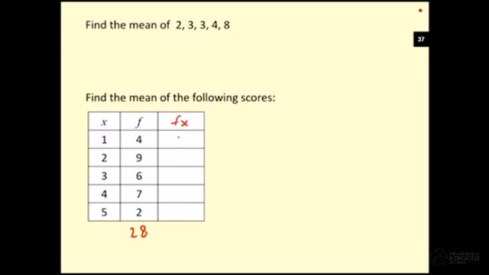4 ones is worth 4. 9 twos is 18. 6 threes is also 18. 7 fours is 28. And 2 fives is 10. So I add up all of that column. We've got 28, 38, 48, 58, 66, 74, 78. So my mean is, I'm going to write this even though I don't have to.